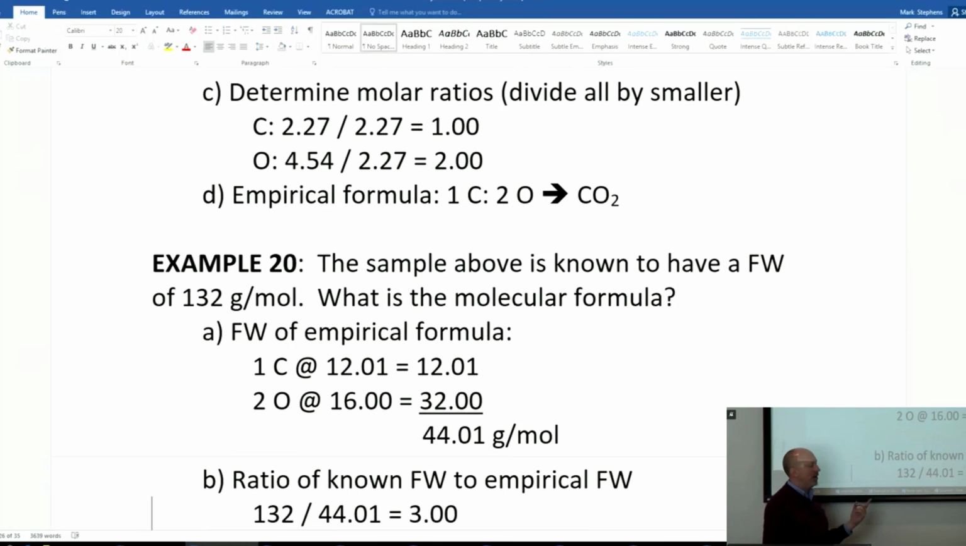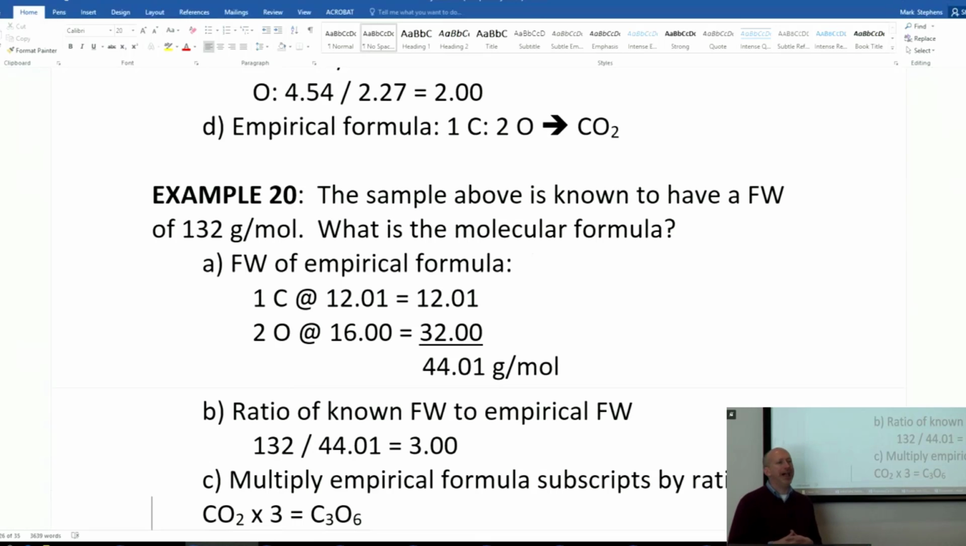And so I do a simple calculation. I divide 132, the real value, by the empirical value, 44.01, and I get a ratio of 3. Right? Now, what do I do with that ratio of 3? I multiply the empirical formula subscripts by that ratio. So rather than reducing it, I unreduce it, I multiply. So my CO2 empirical multiplied by the formula weight ratio raises all the proportions. C1O2 becomes C3O6.